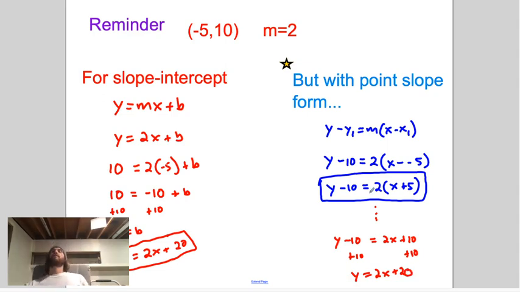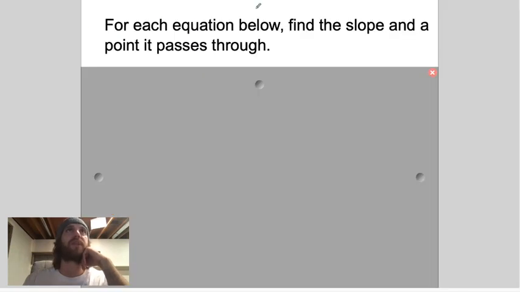So point slope form is also a technique for getting equations into slope intercept form. I'm sure that was super clear. Okay, I gotta start recording these videos a little earlier.